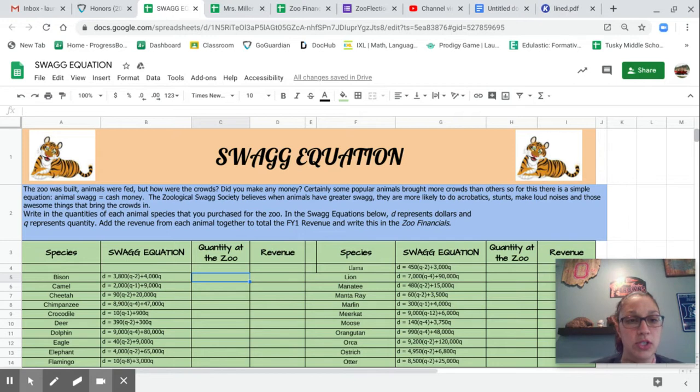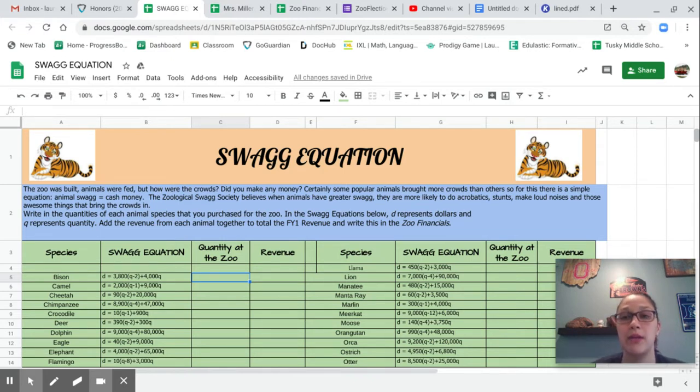But the one thing I want to show you is these are the equations that you're going to use. Each animal has a different swag equation. And remember they told us up here at the top, Q represents quantity. So that's how many of each animal you bought. We're going to use a giraffe equation here in a minute. So if you bought any giraffes, you can do it right along with us. I didn't have any giraffes in mind, but I just picked it because it was a random one that popped up for me. But I'm going to show you how that works.